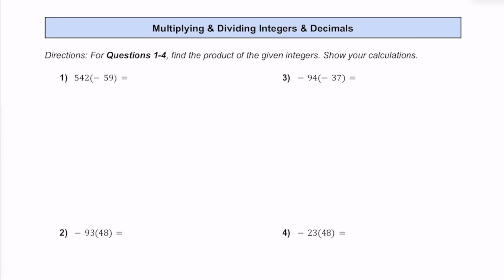Let's practice multiplying and dividing integers and decimals together. For questions 1 through 4, let's go ahead and find the product for the given integers. So just keep in mind that when we're talking about product, we're actually finding the answer to a multiplication problem. All right, so just make sure we know that vocabulary.